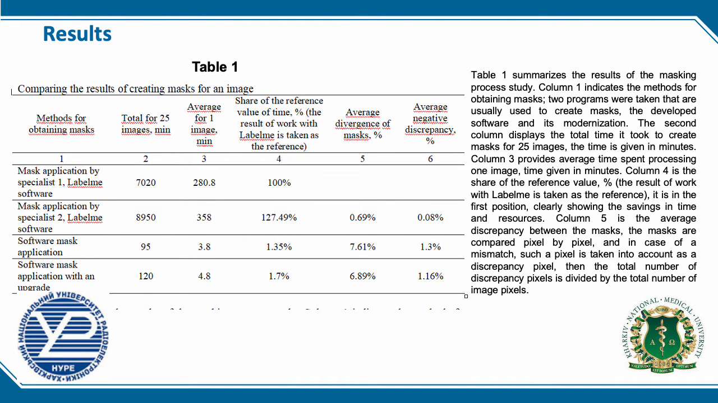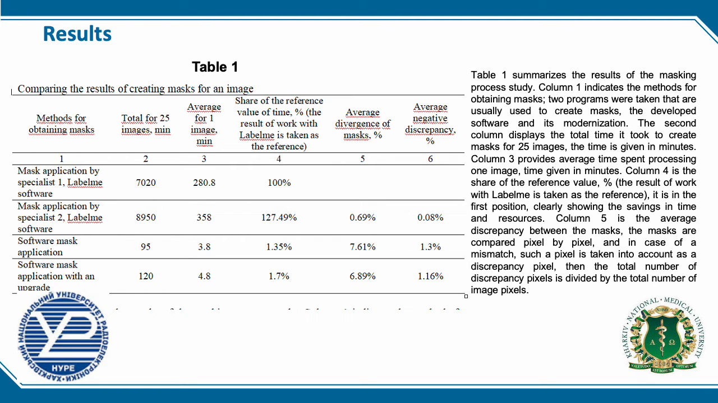Table 1 summarizes the result of the masking process study. Column 1 indicates the method for obtaining masks. Two programs that are usually used to create masks were taken, along with the developed software and its modernization. The second column displays the total time it took to create masks for 25 images, given in minutes. Column 3 provides the average time spent processing one image, in minutes. Column 4 is the share of the reference value, given in percent. The result of work with LabelMe is taken as the reference. It is in the first position, clearly showing the savings in time and resources.